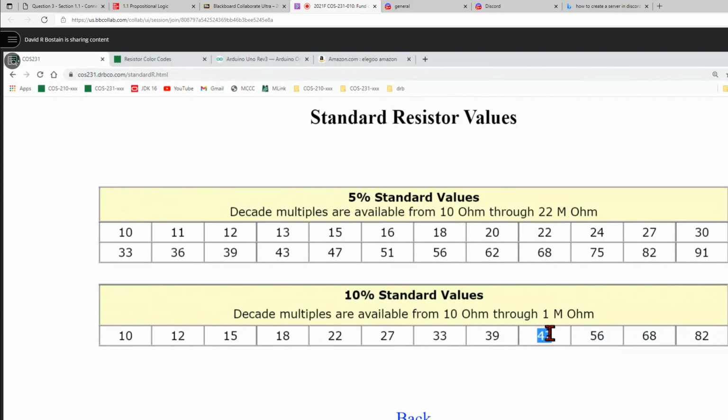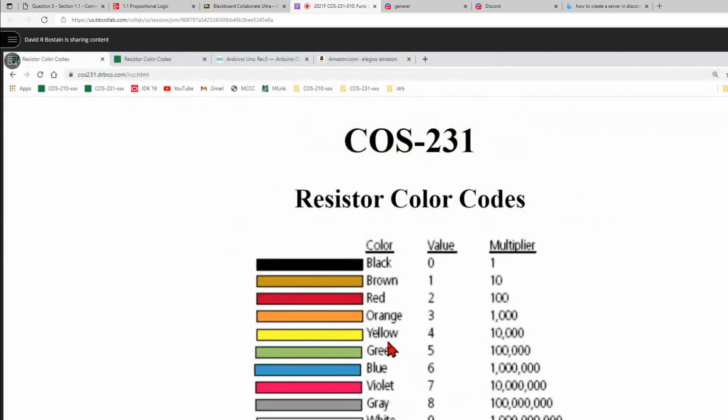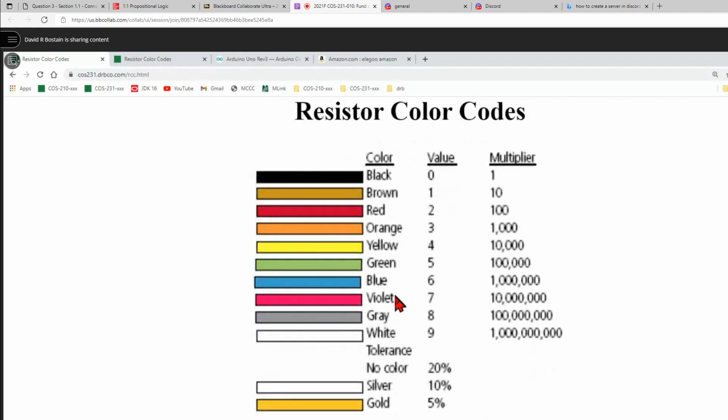If we're going with 5% values, we have a little bit of a difference here. 4.7 is really close to the 480, and these other two are getting further apart. So again, 470 is kind of the one we would vote for if we were going to buy it. Now 470 we can actually do the color codes on. 470: yellow, violet, 10 is brown, and it's going to be either 10% or 5%, so it's going to have either a silver or a gold.